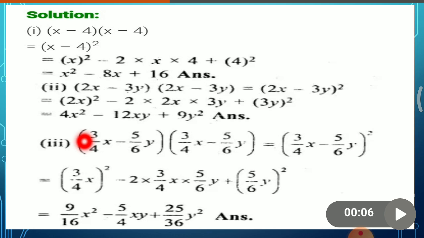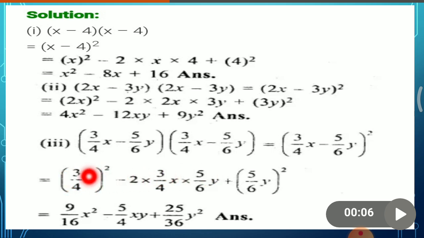Third is that 3 by 4x minus 5 by 6y, and in another bracket the same, 3 by 4x minus 5 by 6y. At first you write it as 3 by 4x minus 5 by 6y whole square. After that you start solving with the formula of a minus b whole square. A square means 3 by 4x whole square, minus 2ab means 2 multiplied by 3 by 4x multiplied by 5 by 6y, and plus b square means 5 by 6y whole square. After that you open it.